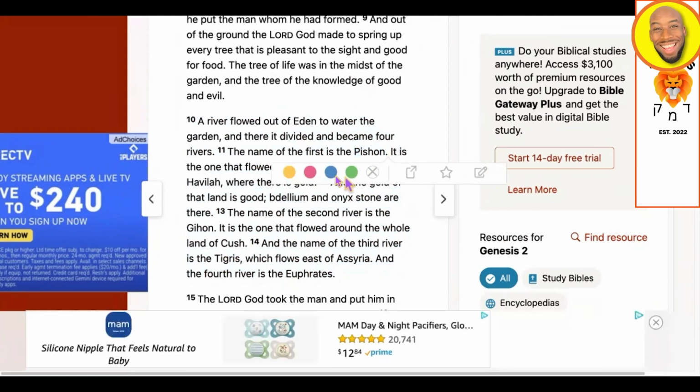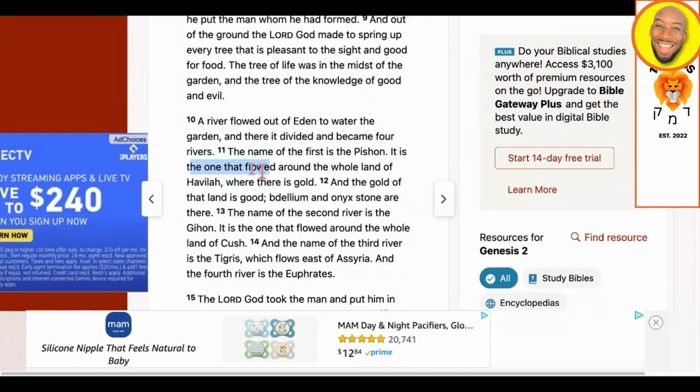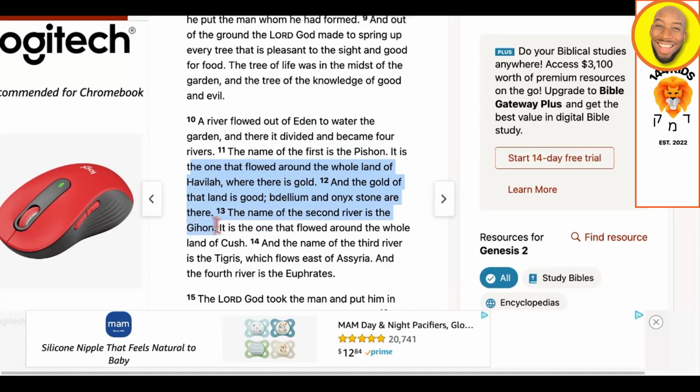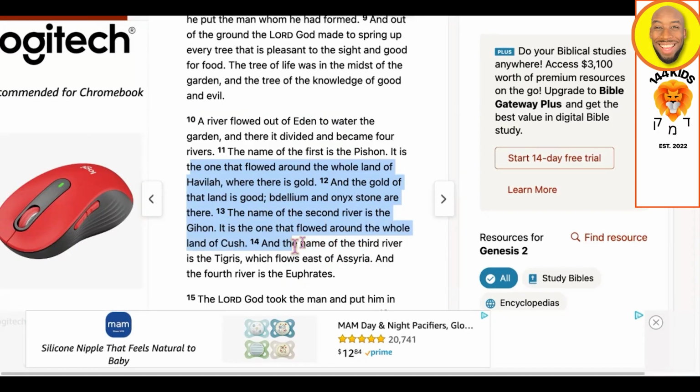It is the one that flowed around the whole land of Havilah, where there's gold. The gold of that land is good. Bdellium and onyx stone are there. The second river is Gihon, so it's not B. It's the one that flowed around the whole land of Cush. And the third river is Tigris.